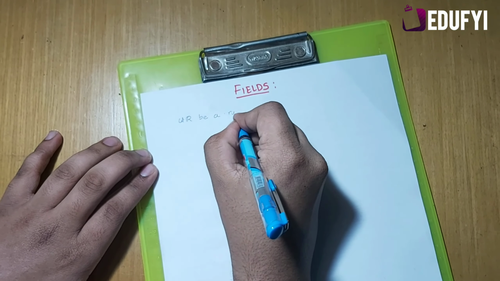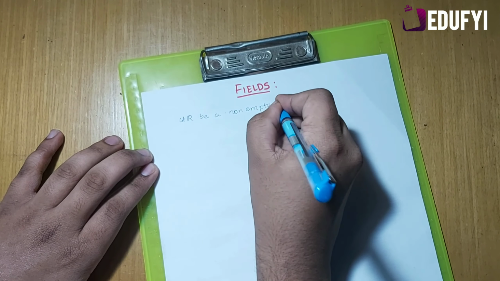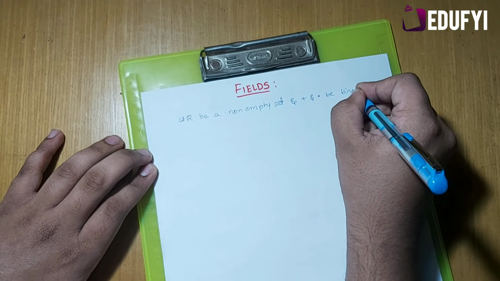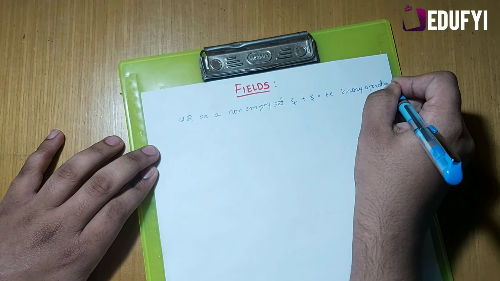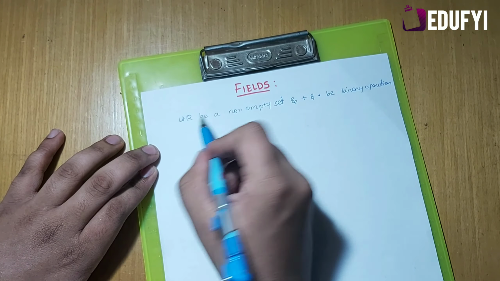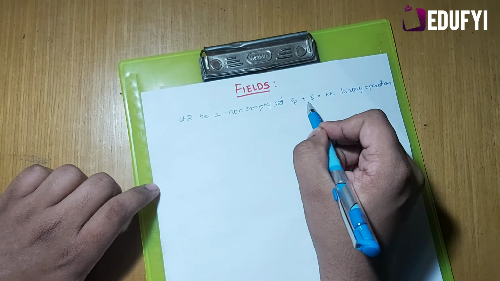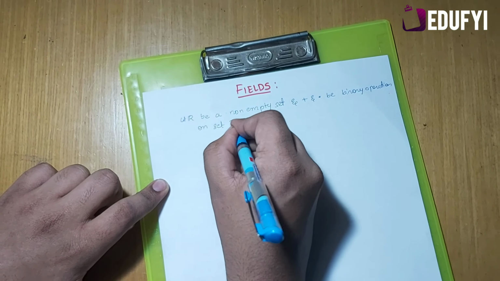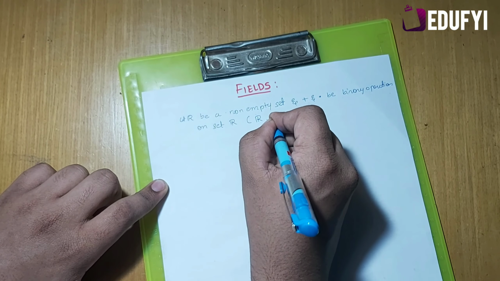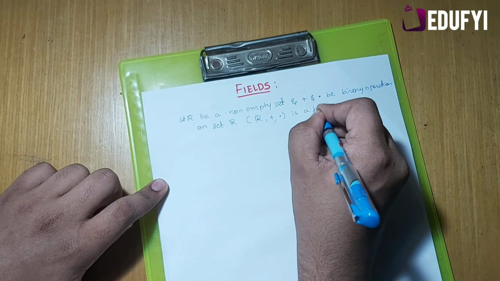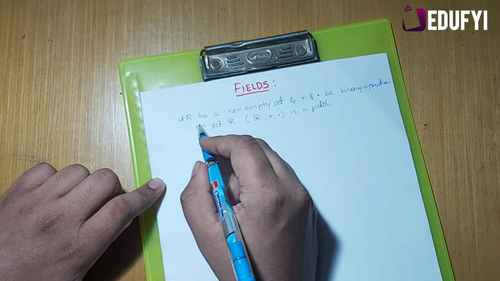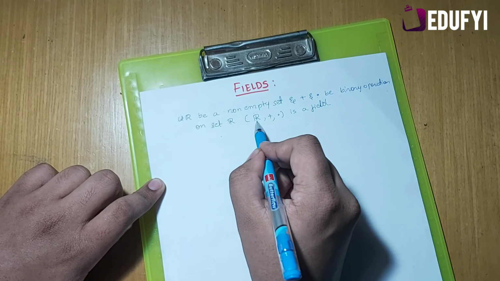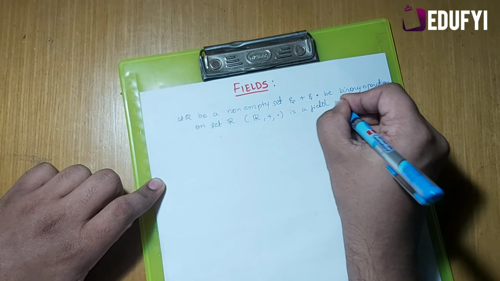Let R be a non-empty set and plus and dot be binary operations on set R, denoted as R comma plus comma dot. The definition is the same as for rings. R comma plus comma dot is a field if it satisfies the following.